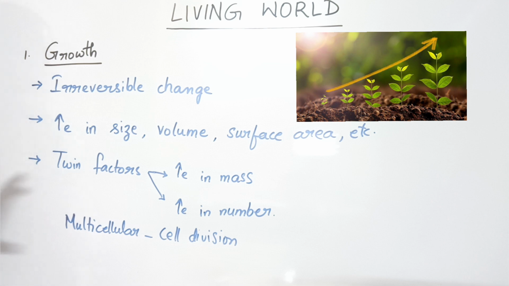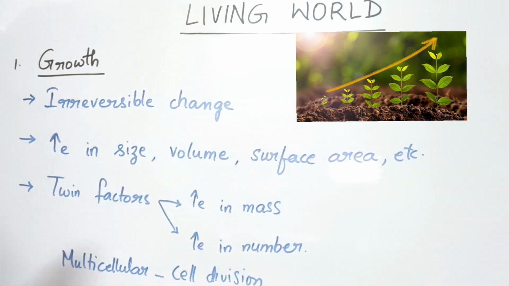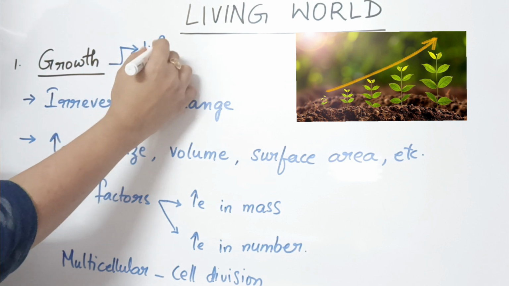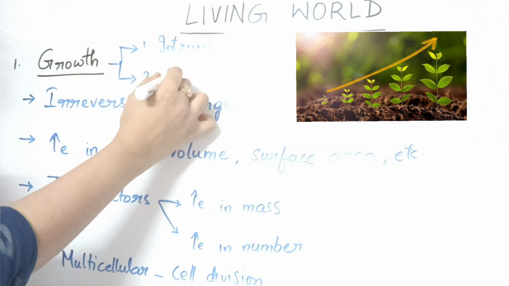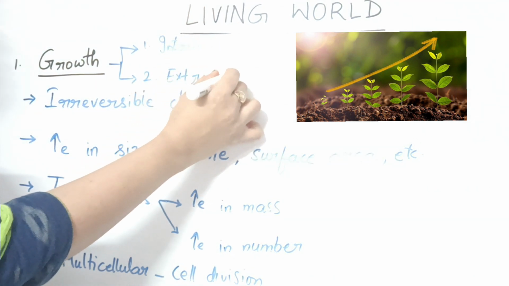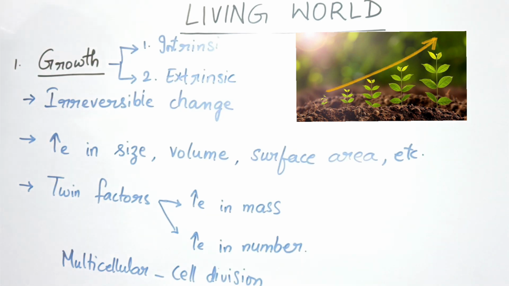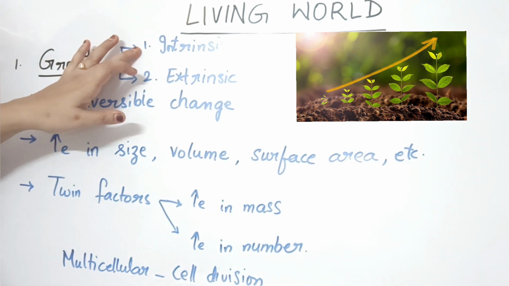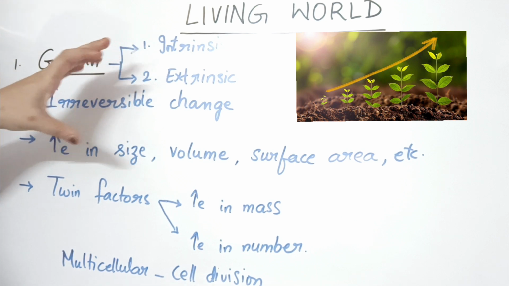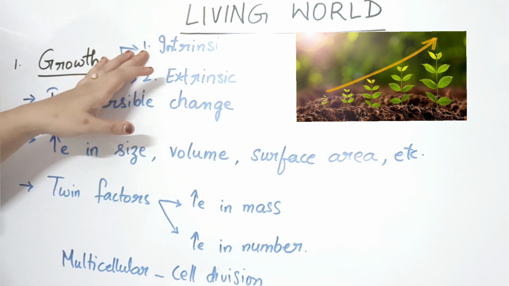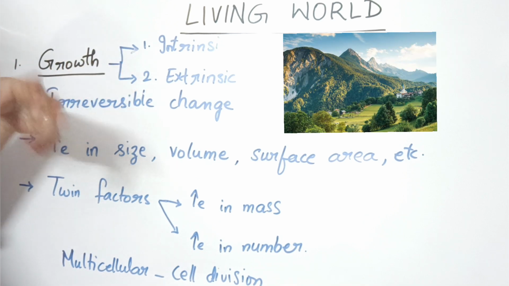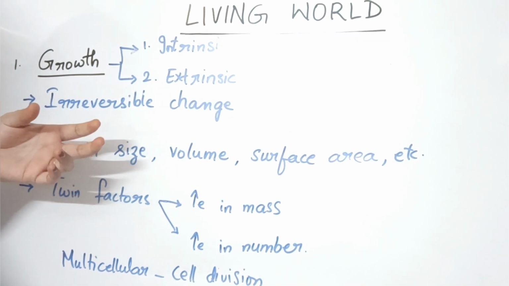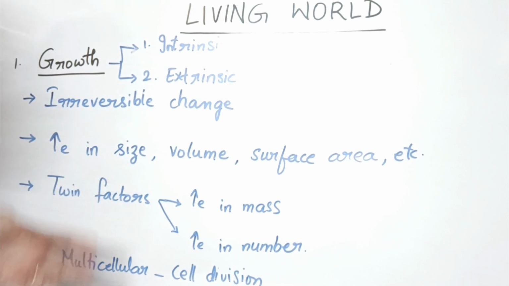Now growth is of two different types. The first one is intrinsic growth and the second one is extrinsic growth. Intrinsic is the internal growth, the growth which is taking place inside the body of an organism. We can see it only in case of living organisms. Clear? Extrinsic growth means the external growth, like the growth we see in non-living things.